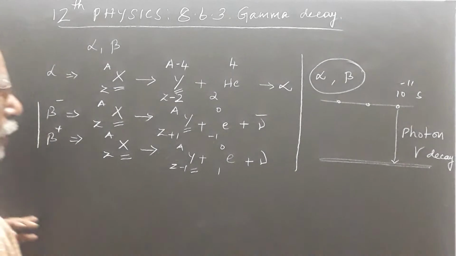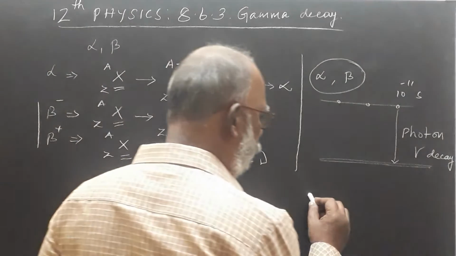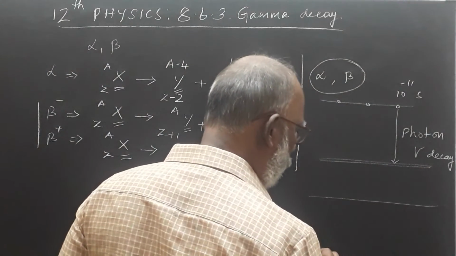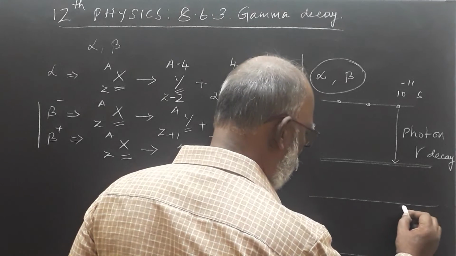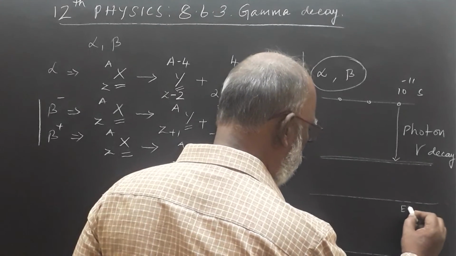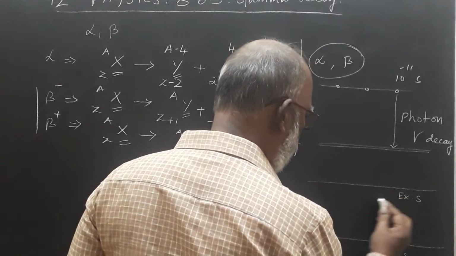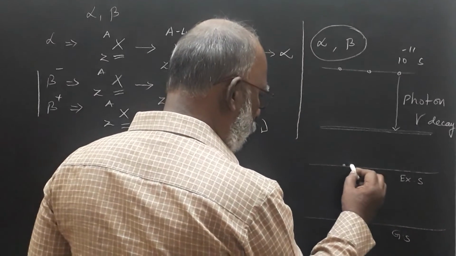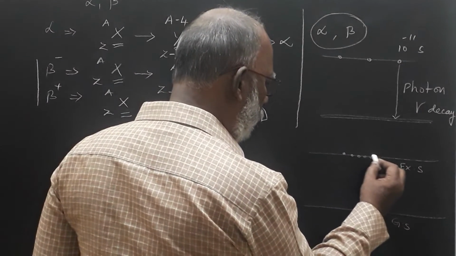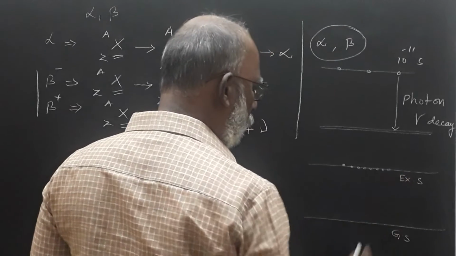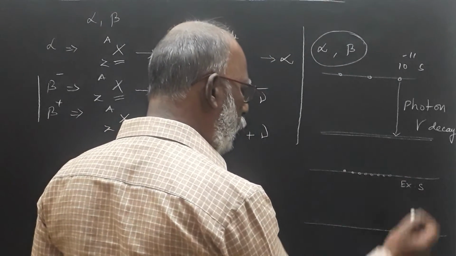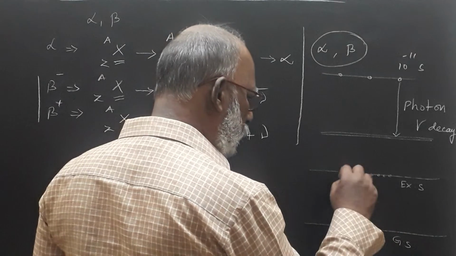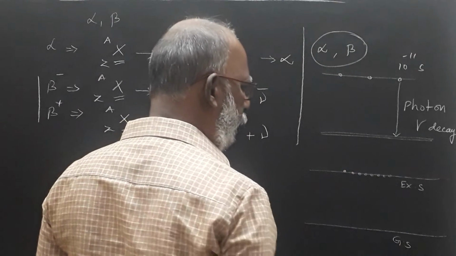Now, when you consider the excited state and ground state, this is called the ground state and this is called the excited state. In the excited state, there are more elements available. If the number of elements is high, then the number of nuclei of the element is high.